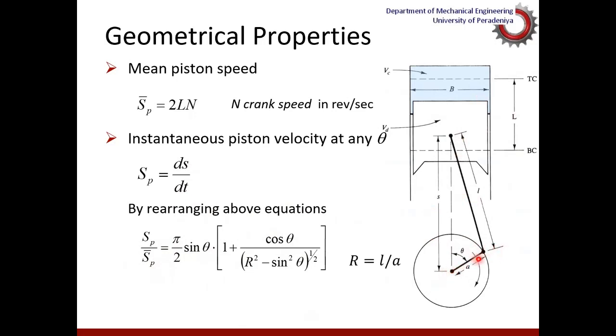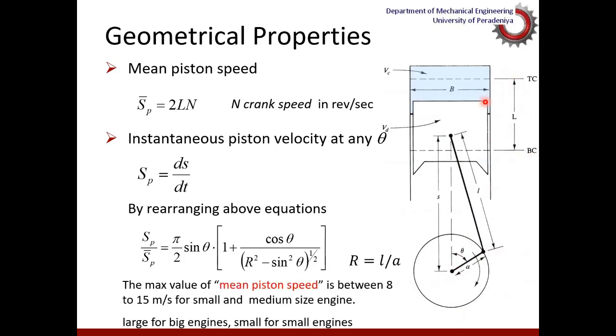So twice A is basically L. The crank will be at the bottom when the piston is at the bottom dead center, and the crank position is at the top when the piston is at the top dead center. So the diameter of this circle, or twice the radius, is what is meant by L. So that is mean piston speed.